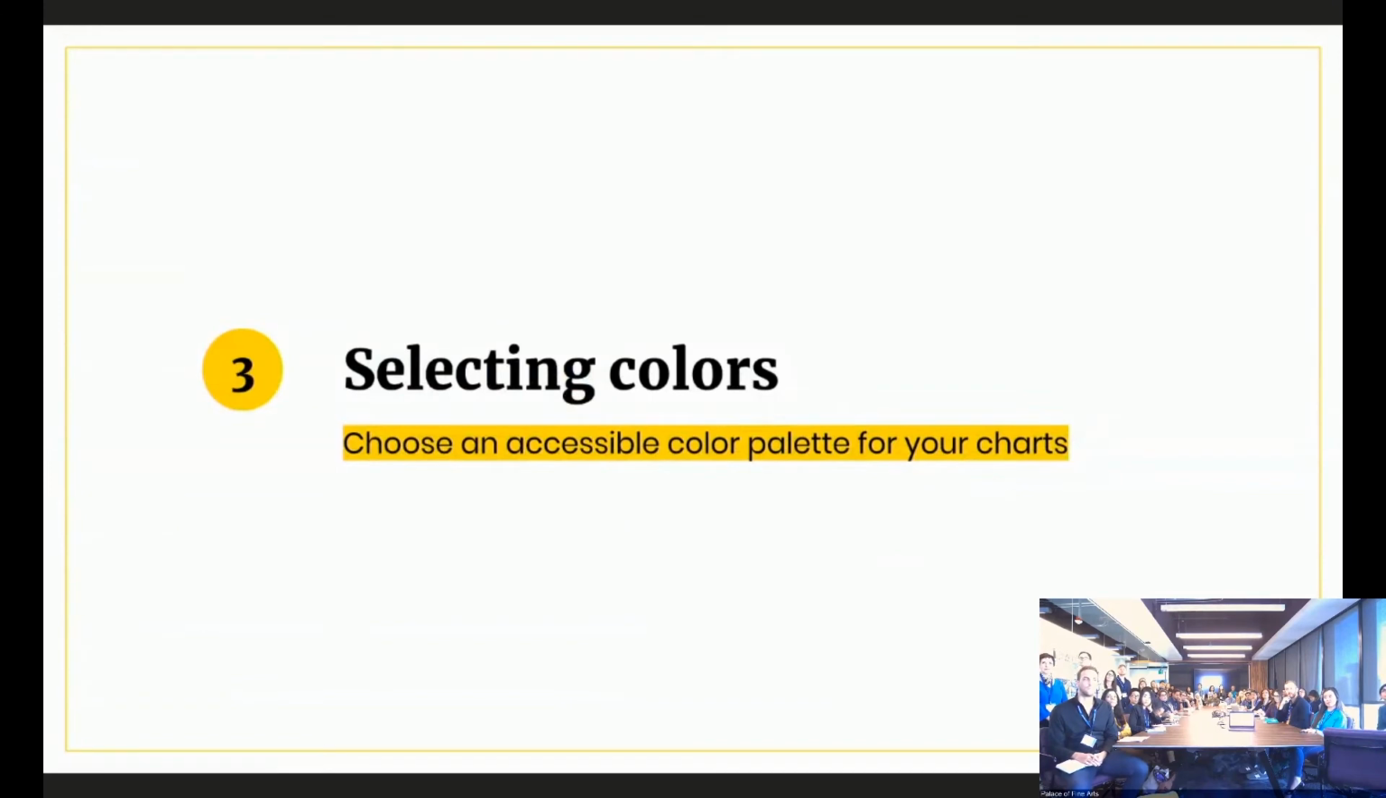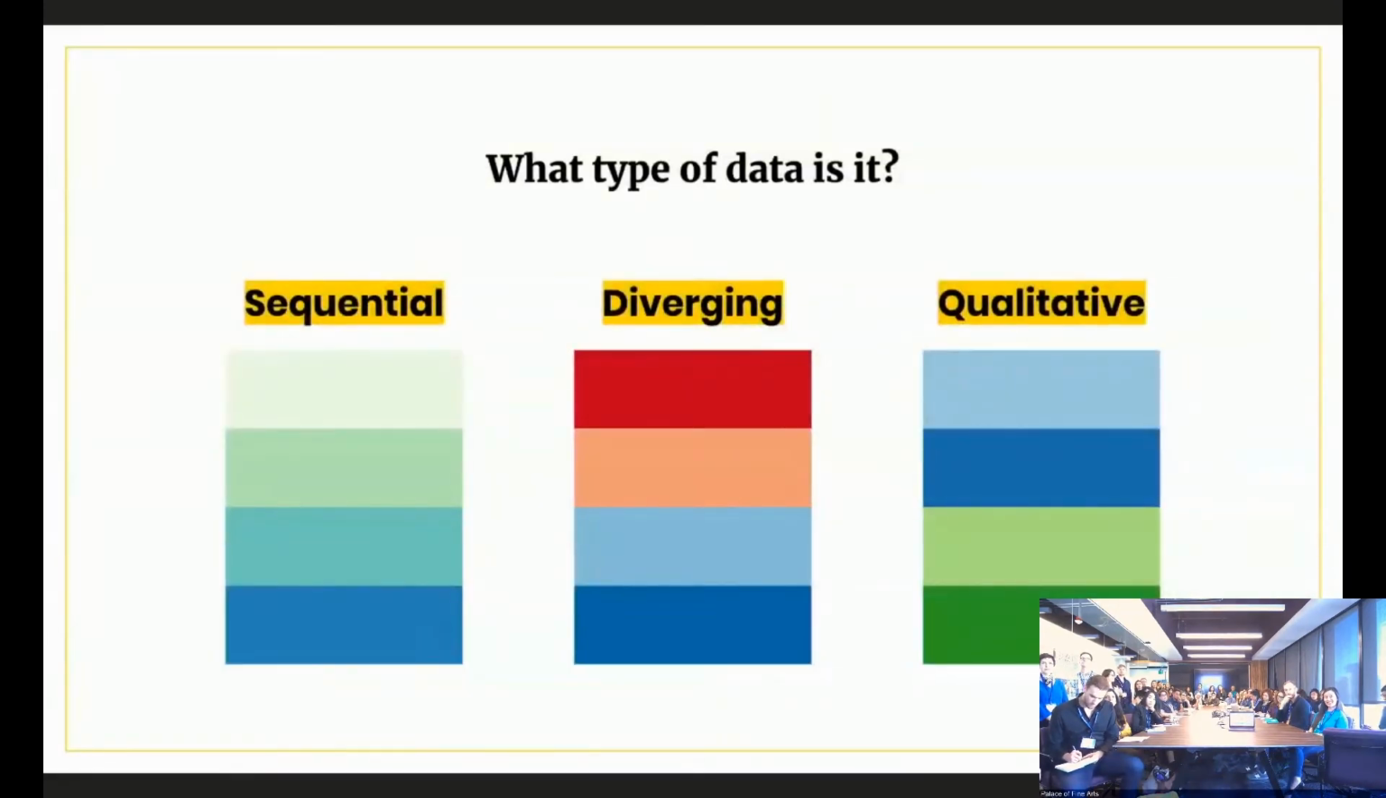Okay, so the third point is choosing an accessible color palette and making sure that everyone can see it. The first thing you need to do is understand what type of data it is that you're trying to represent. Is it sequential, so does it go in a row from high to low? Is it diverging, which means you care more about the ranges of data and the different ends of the spectrum? Or is it qualitative, so everything is an individual unique thing?